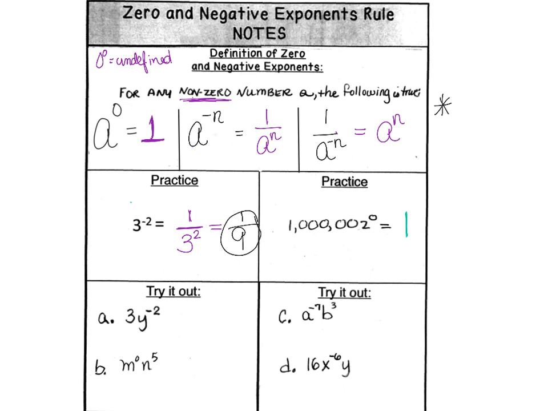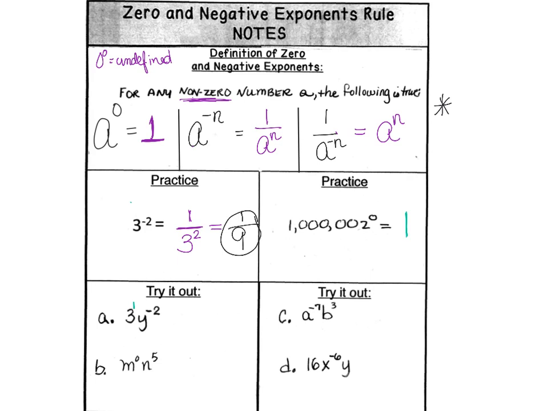So we'll start here with A, 3 times y to the negative 2. So remember, we still want to use those little things that help us out. If there's not an exponent, put the 1 there so you can see it. 3 is being raised to the first power. It's not being raised to the negative power. The only thing raised to the negative is the y.